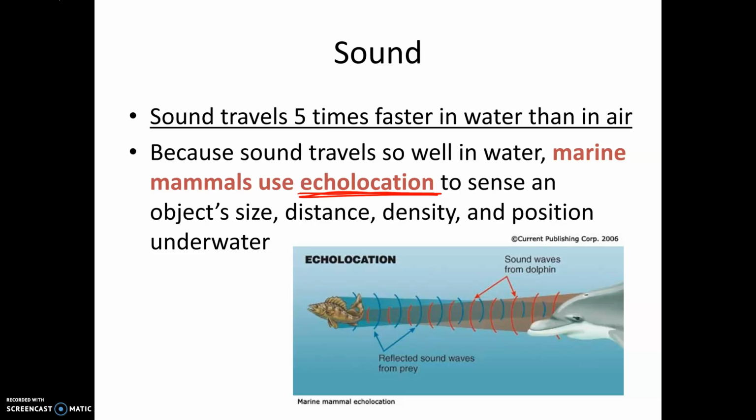So sight is usually not something that's very good in water, but sound, since it travels so quickly, this echolocation gives a lot of information about what's in the water in front of them. So if you can see here, we're sending out a signal. It's going to bounce off our fish here and send a signal back to our dolphin to give them all that information about size, distance, density, and position.